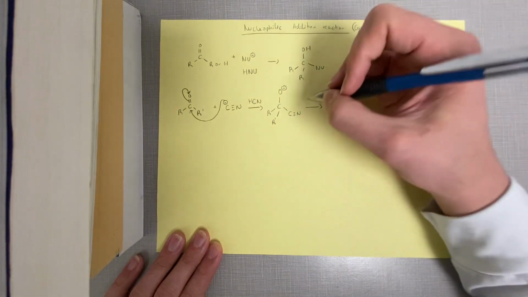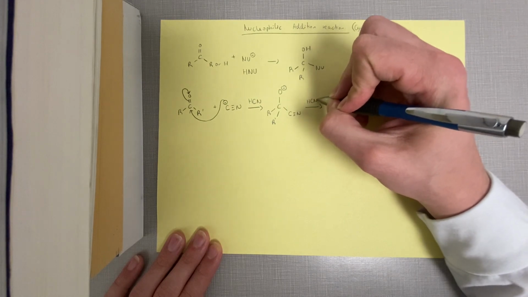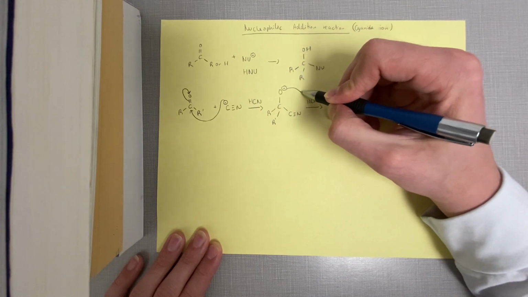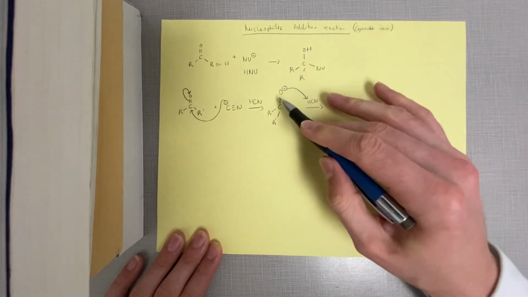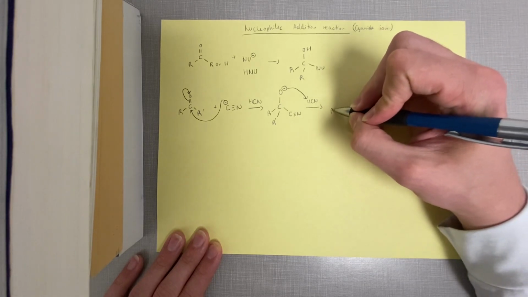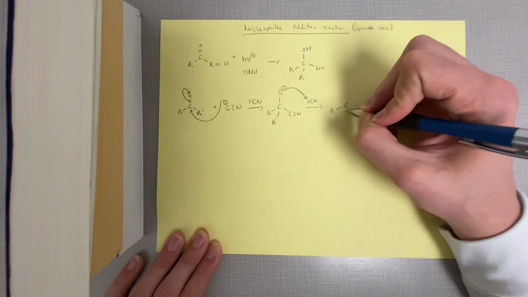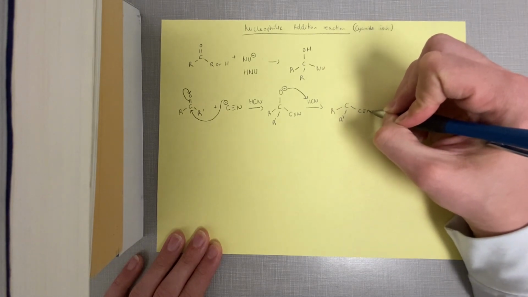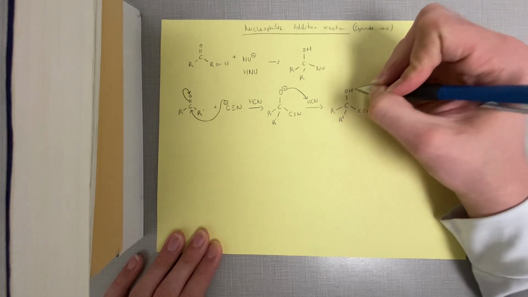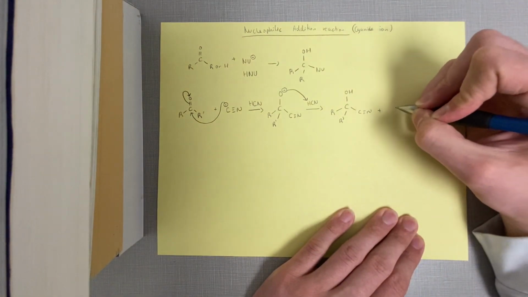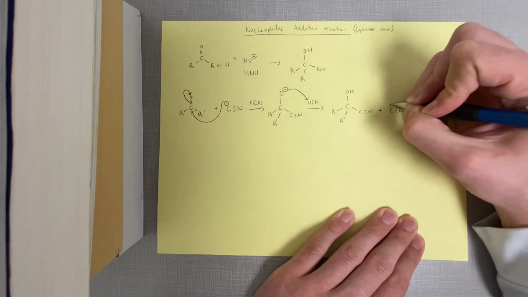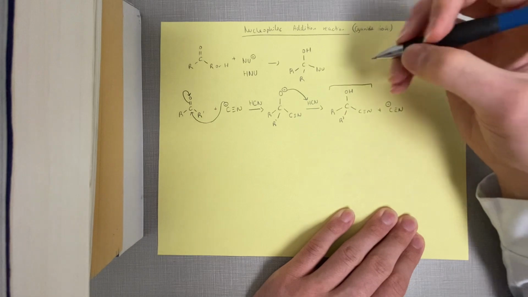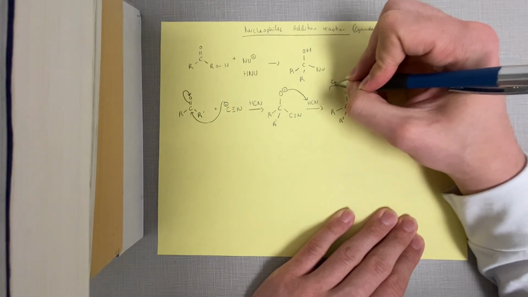And now the acid is so we can protonate this oxygen here, taking the negative charge off. This gives us a cyanohydrin product.